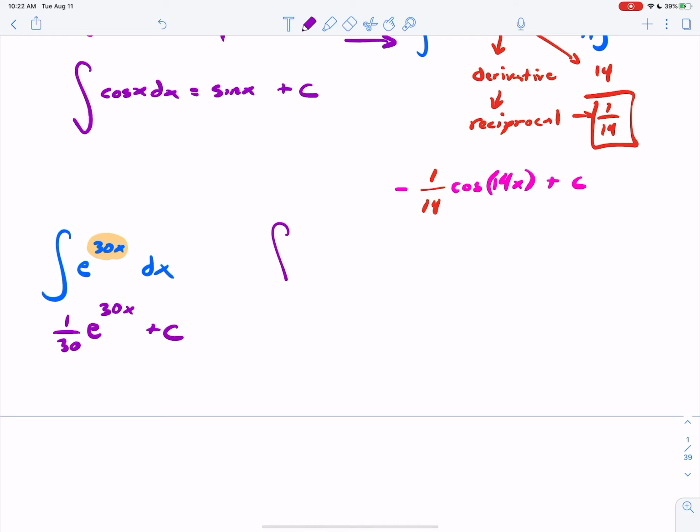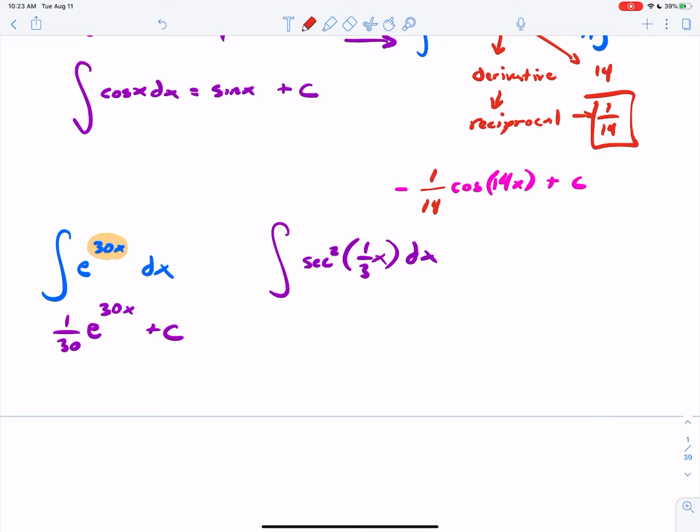Let's do another one. The integral of secant squared 1/3 x dx. Okay? Now you might have to look back at your calculus, but go ahead and do so if you need to. I'm going to ask you guys to pause here and then play when you have an answer, okay?